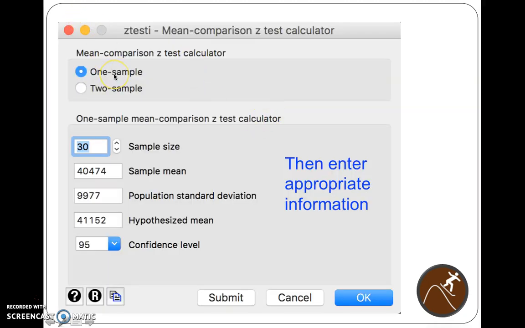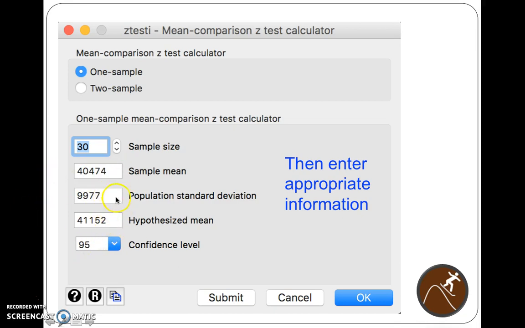When you do that, it will ask you, is this one sample or two sample? We tell it it's one sample. We tell it how many people we had, which was 30. We type in the sample mean. We type this in manually for our sample.